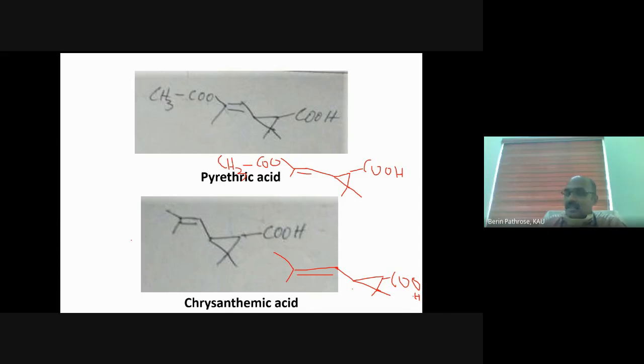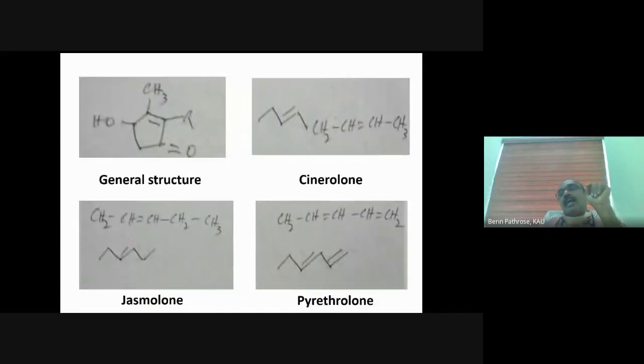This pyrethric acid and chrysanthemic acid react with the alcohol molecules. These alcohol molecules have a general structure, this one. I will draw that structure. See the alcohol OH over here. Here we have a CH3. Here it will be a side chain. And here we have a keto group. And here it will be depicted as R, because this is where the difference lies. So the basic structure is here.